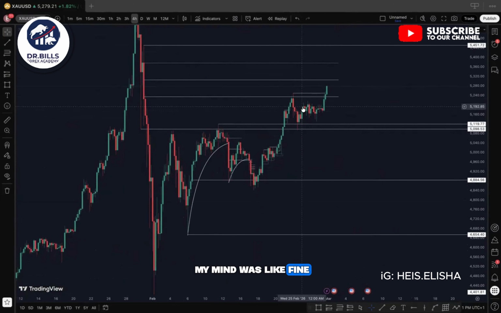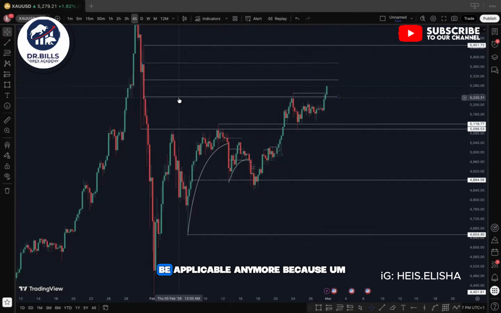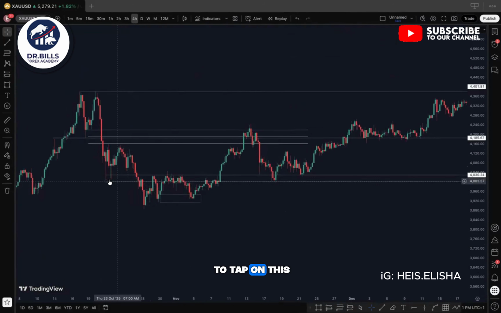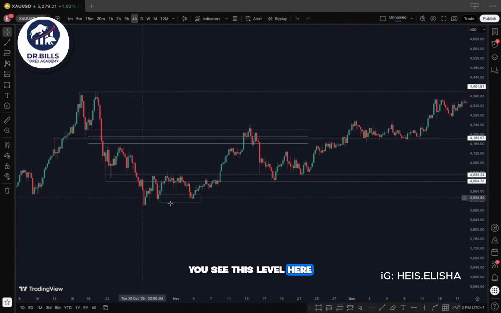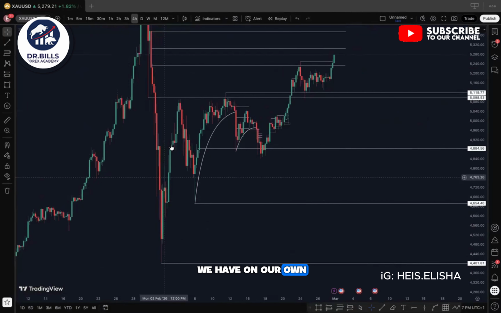So my mind was like, fine, this guy is ready for buys. So I'm going to start looking for buys to push above this fair value gap since it's no longer applicable anymore, because after price came back to tap on this swing level here, this left leg here is similar to what we have on our own left leg area here.